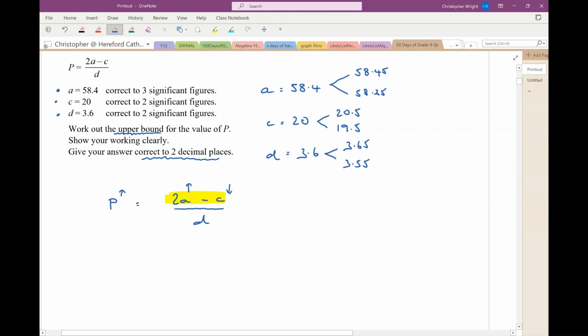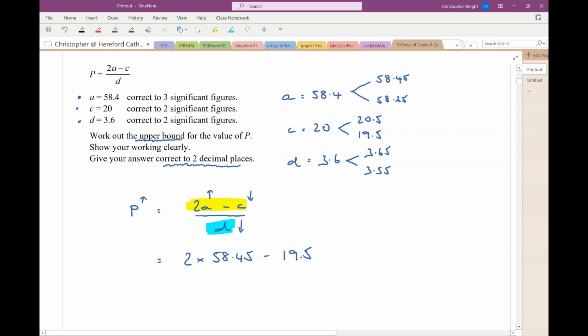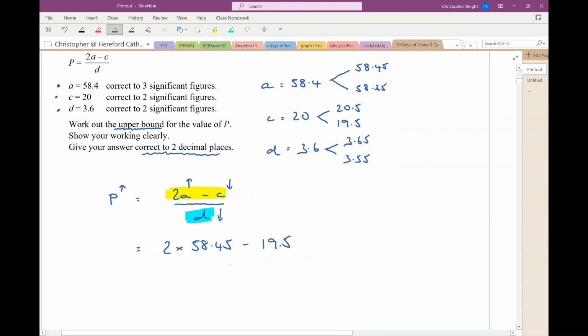And if I want the highest possible P, then I want to divide by the lowest possible number. So I'm going to choose the lowest possible D, because if I divide by a lower number, I get a higher answer. So that is what I'm going to need to substitute in here. Twice the highest possible A, subtract the lowest possible C, all divided by the lowest possible D.